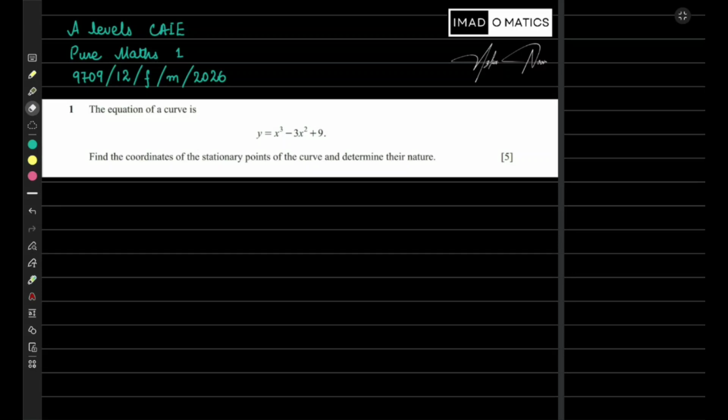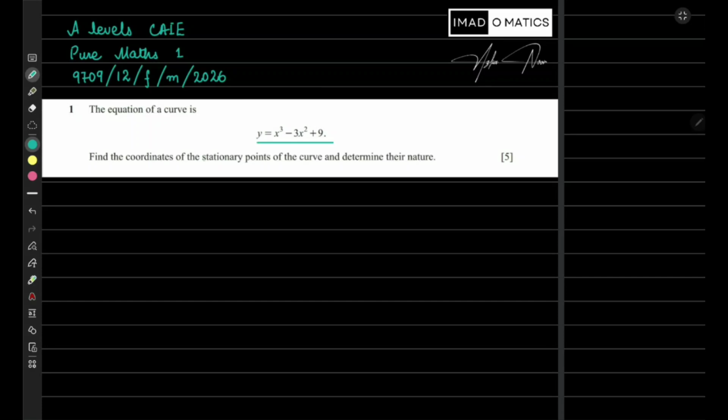Paper code 9709, variant 12, February March 2026. Let's begin with question number 1. The equation of a curve is y equals x cubed minus 3x squared plus 9. Find the coordinates of the stationary points of the curve and determine their nature.